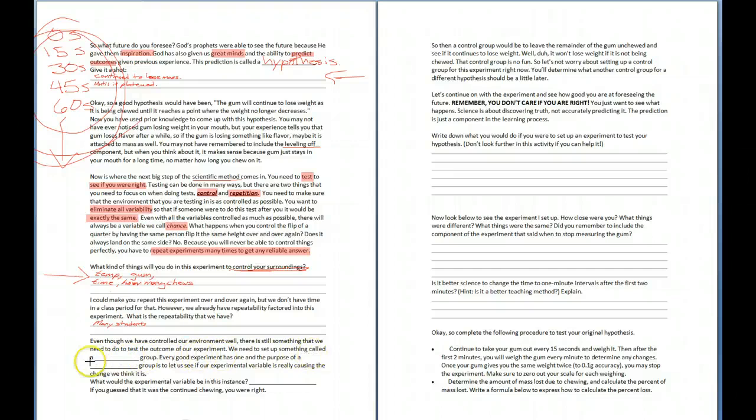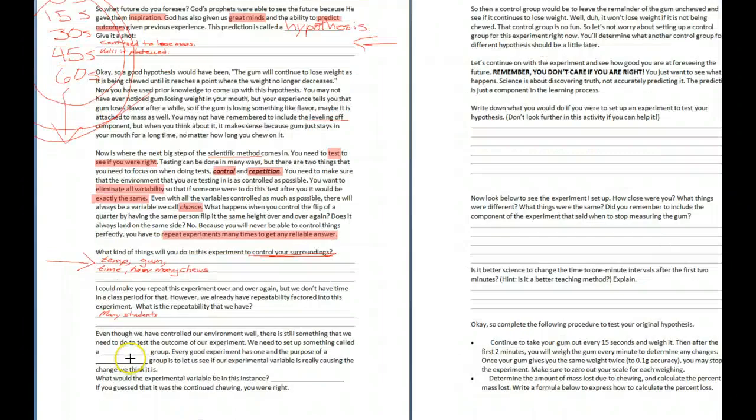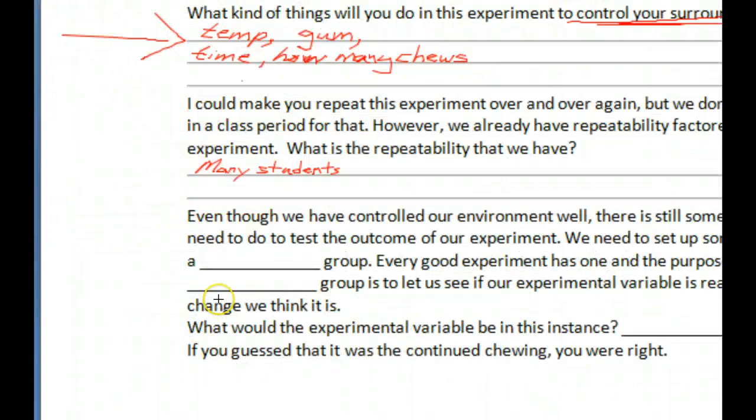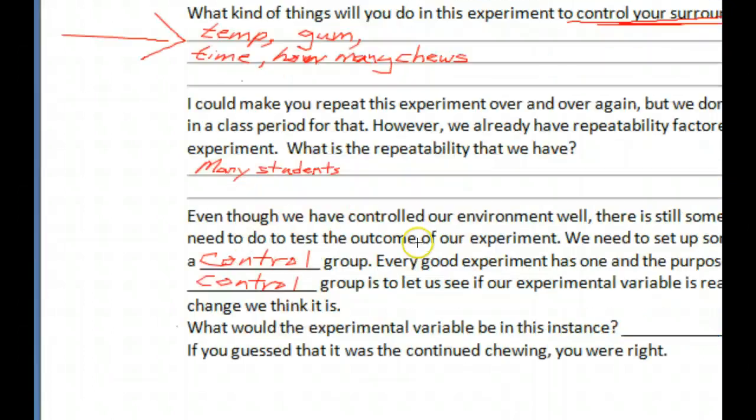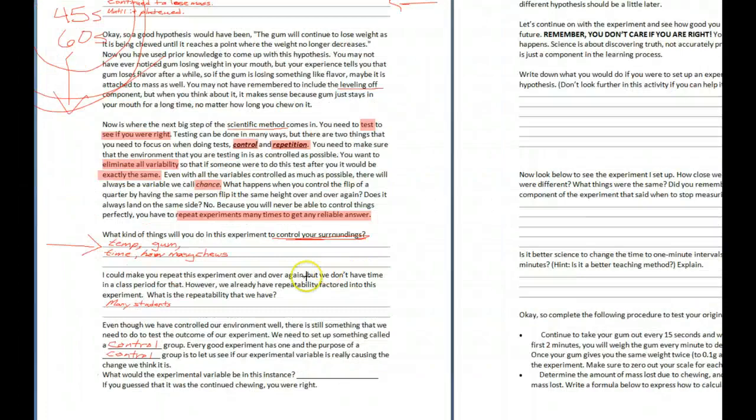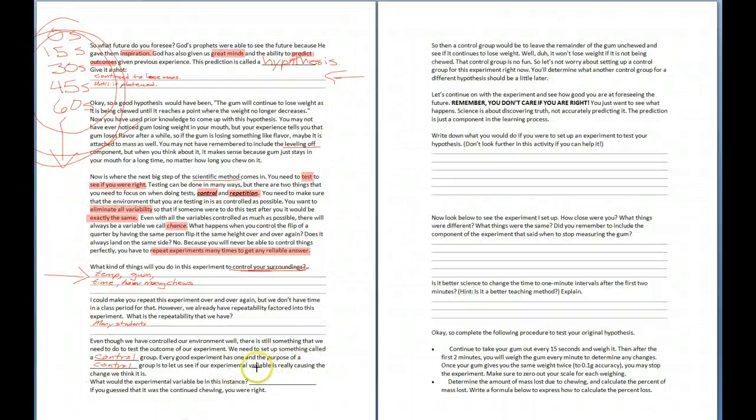We need to set up something called a blank group. Now, many of you are familiar with this term, and you are probably already thinking it is a control group. Yes, it is a control group. Every good experiment has a good control group, and it is what allows us to see if our experimental variable is really causing the change we think it is.